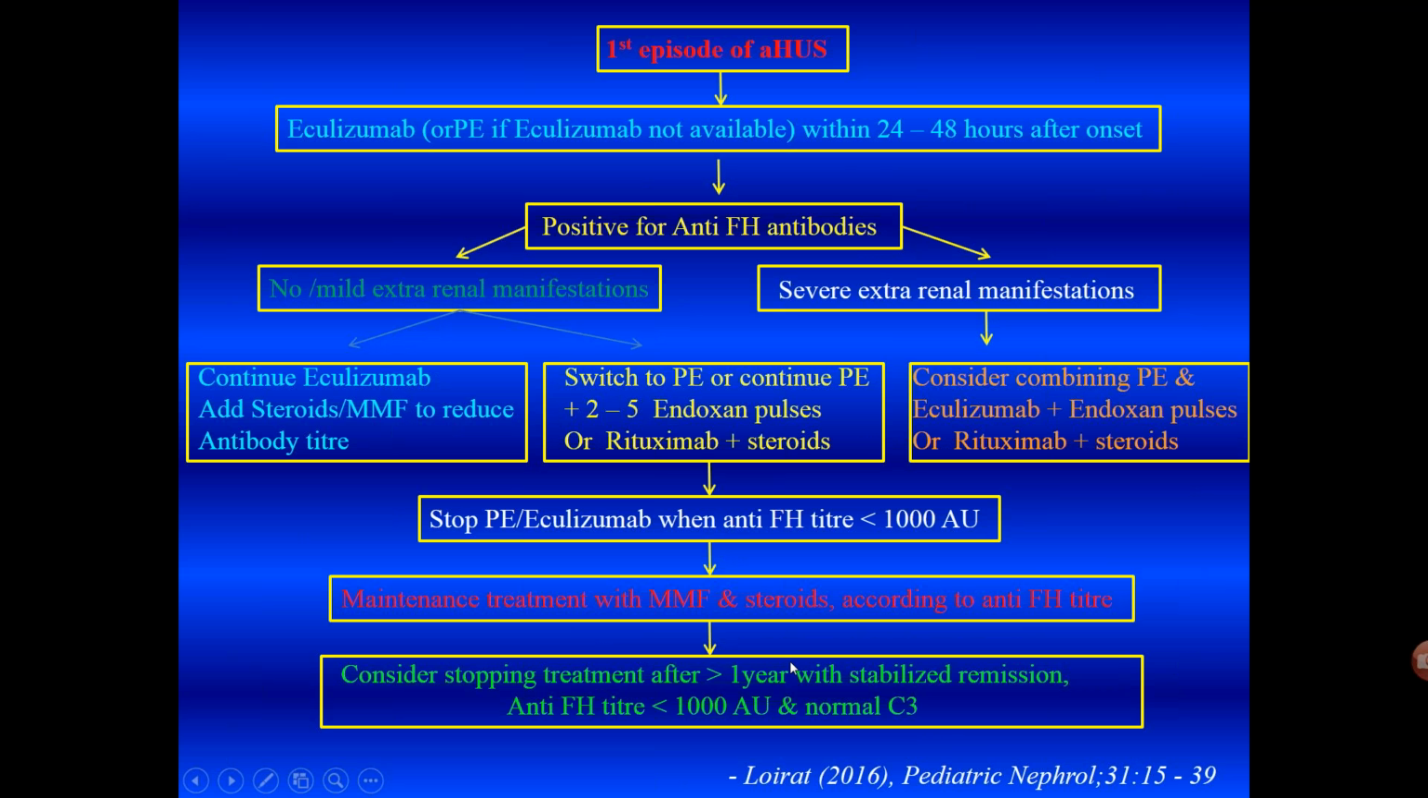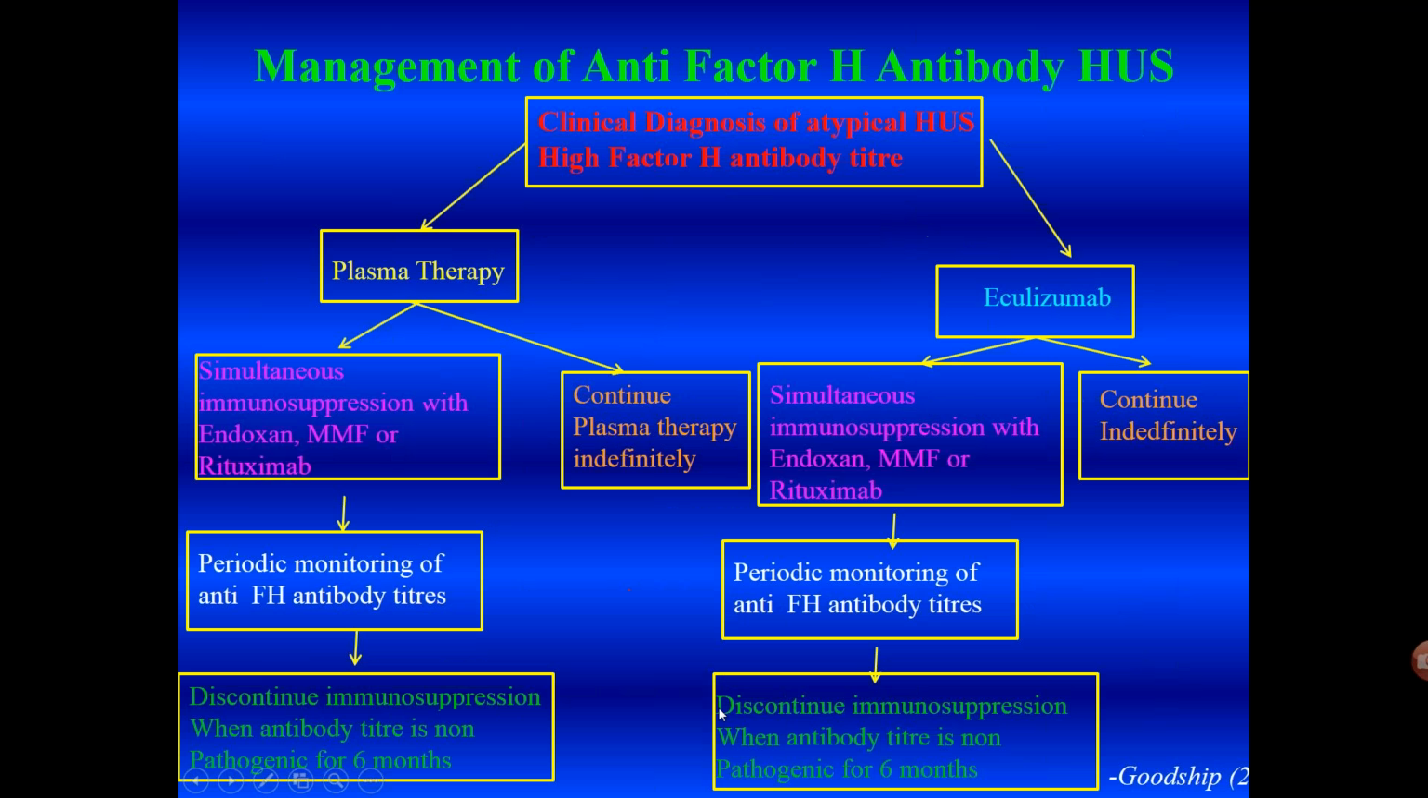Once we have a first episode, either Eculizumab or plasma exchange, if the patient is positive for anti-factor H antibodies, we need to add immunosuppression to either of these therapies: steroids, mycophenolate, cyclophosphamide, or rituximab, or we have been using azathioprine equally successfully. Maintenance therapy is required, and we can stop the treatment after 1 year of stabilized remission, ensuring that the anti-factor H antibody is less than 1,000.